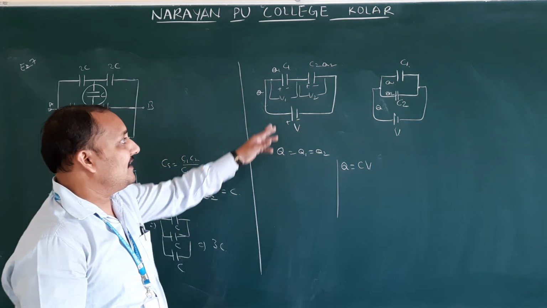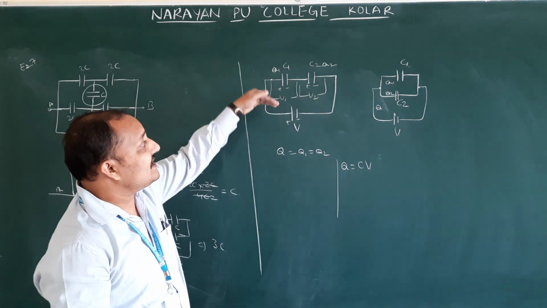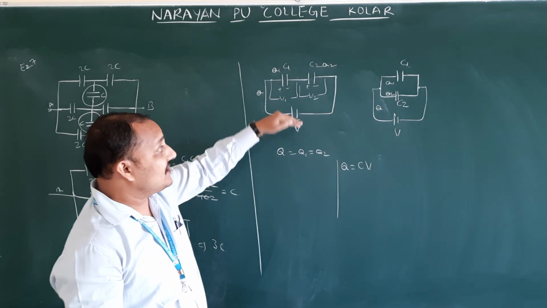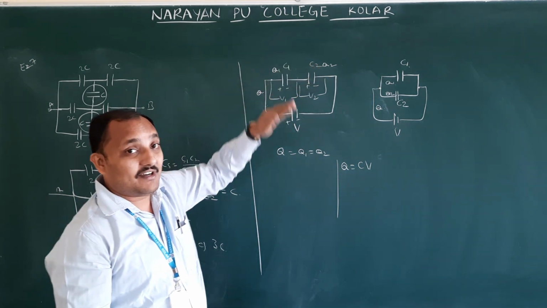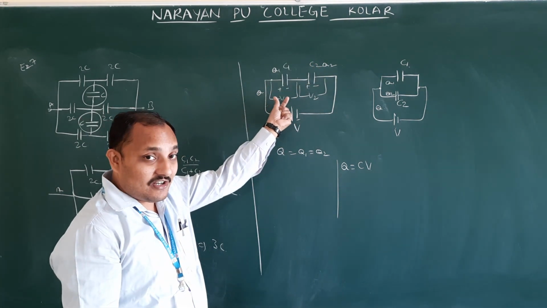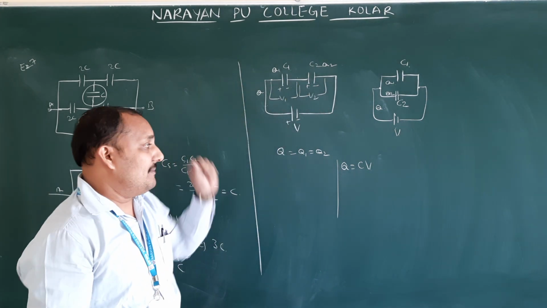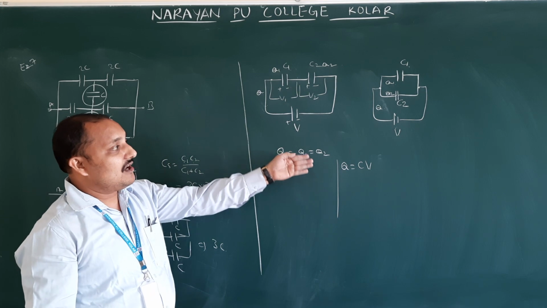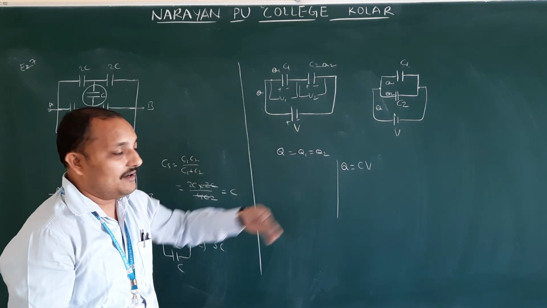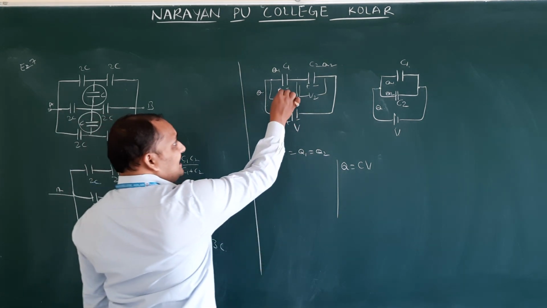What they will ask is, they will give 2 different capacitors. What is the charge on C1? What is the charge on C2? They may ask. Otherwise, what is the potential difference across C1? What is the potential difference across C2? They may ask. At that time, you can solve in 2 different ways. We will see one by one. So what is the resultant capacity?